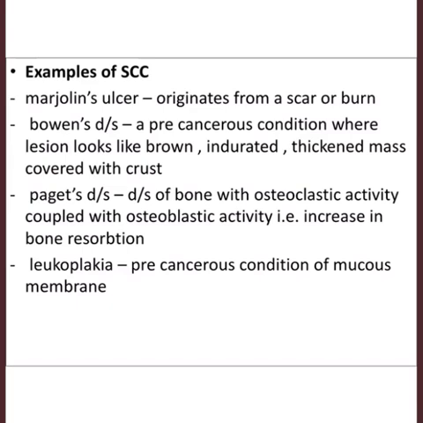Bowen's disease is a precancerous condition in which the lesion looks like a brown, indurated and thickened mass covered with a crust.